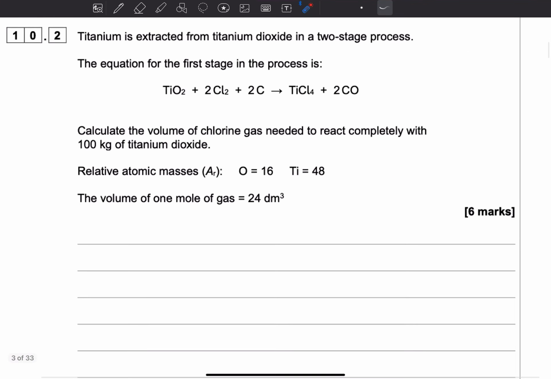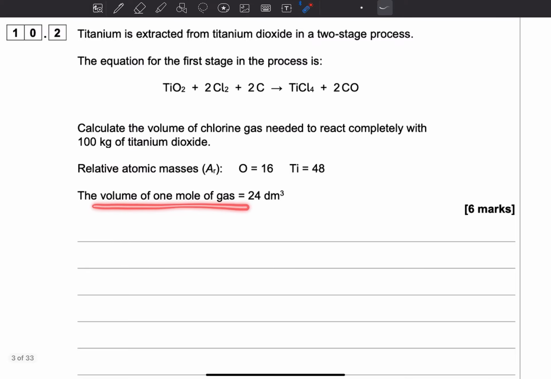Right, the next one. It's a volume question, but then technically it's a mass also. So let's see. What is given now? They gave you 100 kilogram of titanium dioxide. What would they want you to work out? Calculate the volume of chlorine gas.